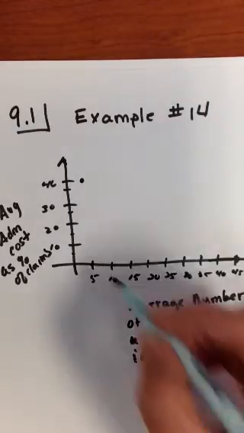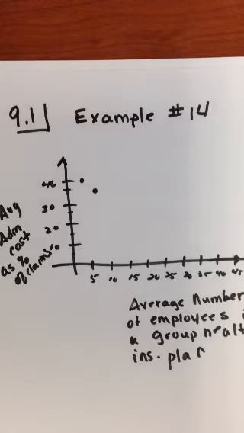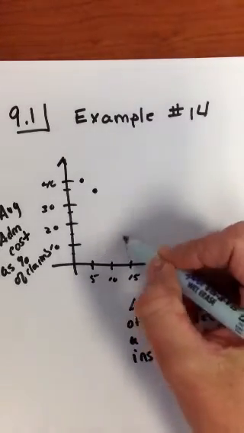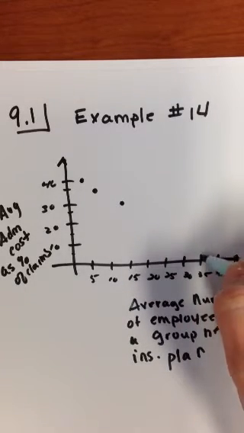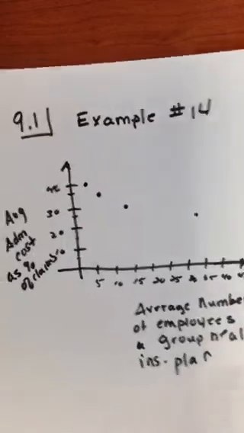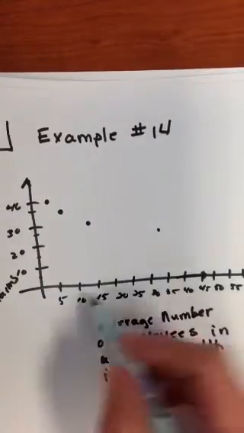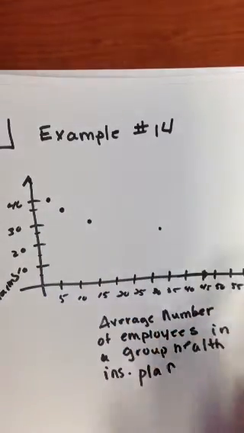The next point was 7 and 35. And then we have 15 and 30. And then we have 35 and 25. And then we have 75 and 18 way out here. Okay, so mine's kind of going off the page. You might want to do your scale a little better. But you can see there is a trend that it's decreasing in this direction.